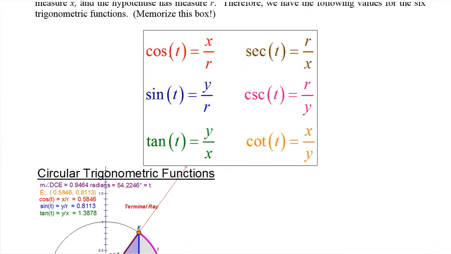And so we define cosine of t to be the x coordinate of that terminal point, that point right there, divided by the radius of the circle r. Sine is y over r, tangent is y over x, secant of t is r over x, cosecant of t is r over y, and cotangent of t is x over y. And those are the basic definitions.